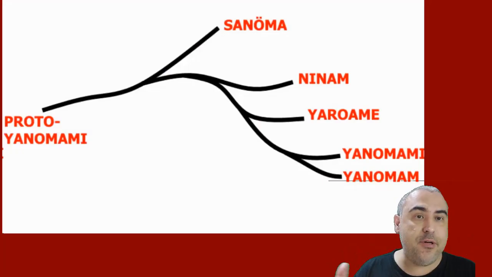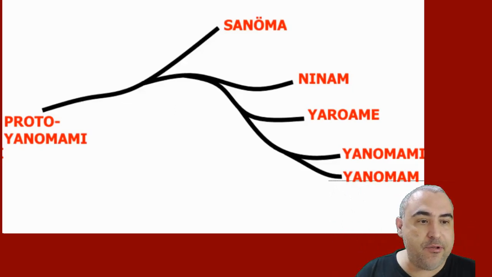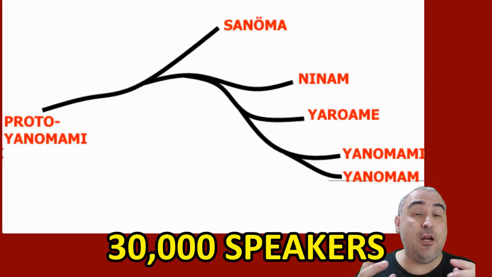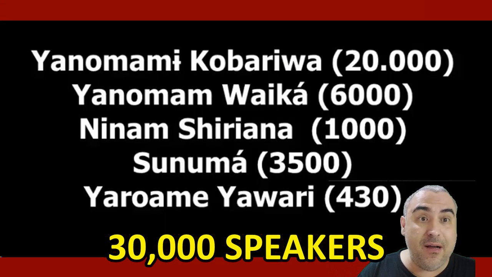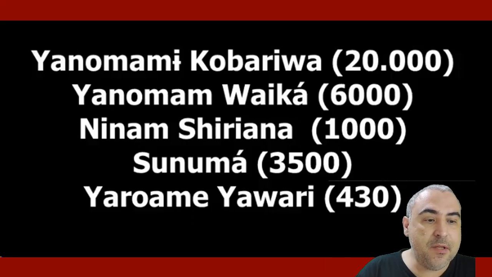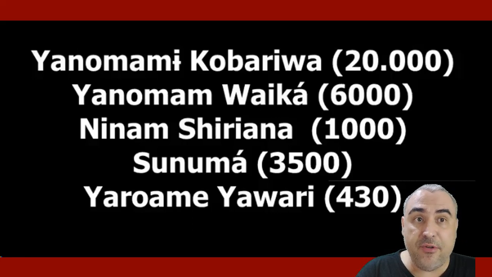So the Yanomamo family, as I said, is already a multitude of languages. It's a small language family with around 30,000 speakers nowadays, all over Venezuela and the state of Roraima in the far north of Brazil. The main Yanomamo languages or dialects are the Cobariwa Yanomami, spoken by 20,000 people, the Waika Yanomami, spoken by 6,000 people, and Shiriana, with 1,000 speakers. Sunuma, which is the most different of all the Yanomamo dialects, already pretty much a separate language, is spoken by 3,500 people, and the Yanomamo Yawari dialect by a little over 400 people.